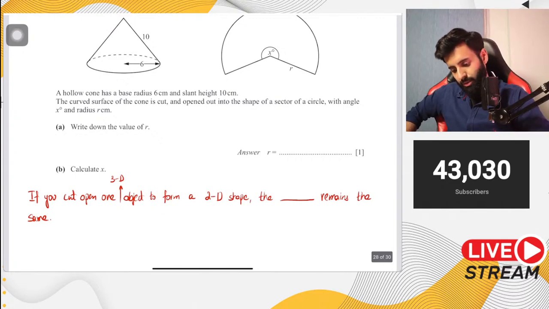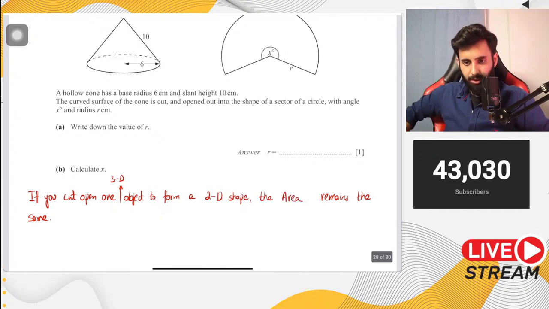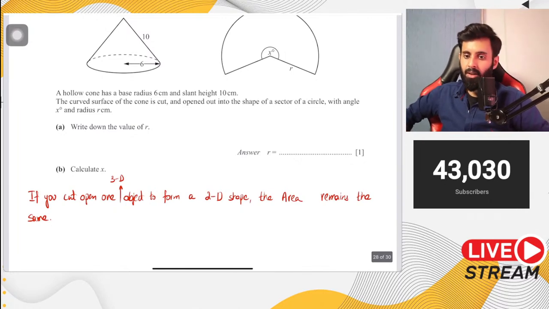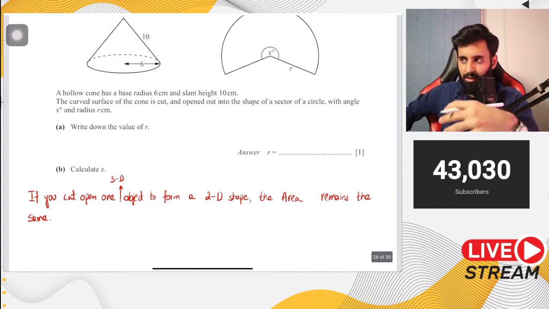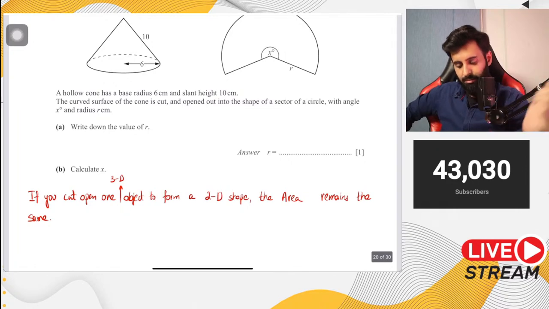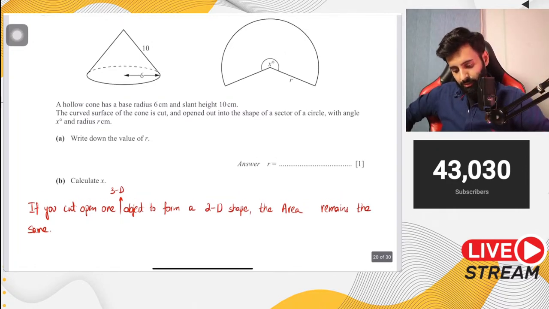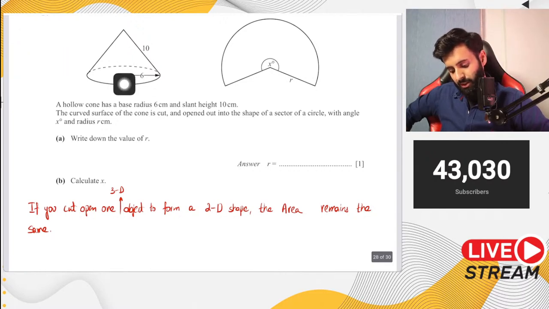The area, good job. So remember, the surface area remains the same. And if you melt one object and make another, what remains the same? The volume remains the same. So if you melt a bigger sphere and form multiple smaller spheres, then in that case, the volume remains the same.